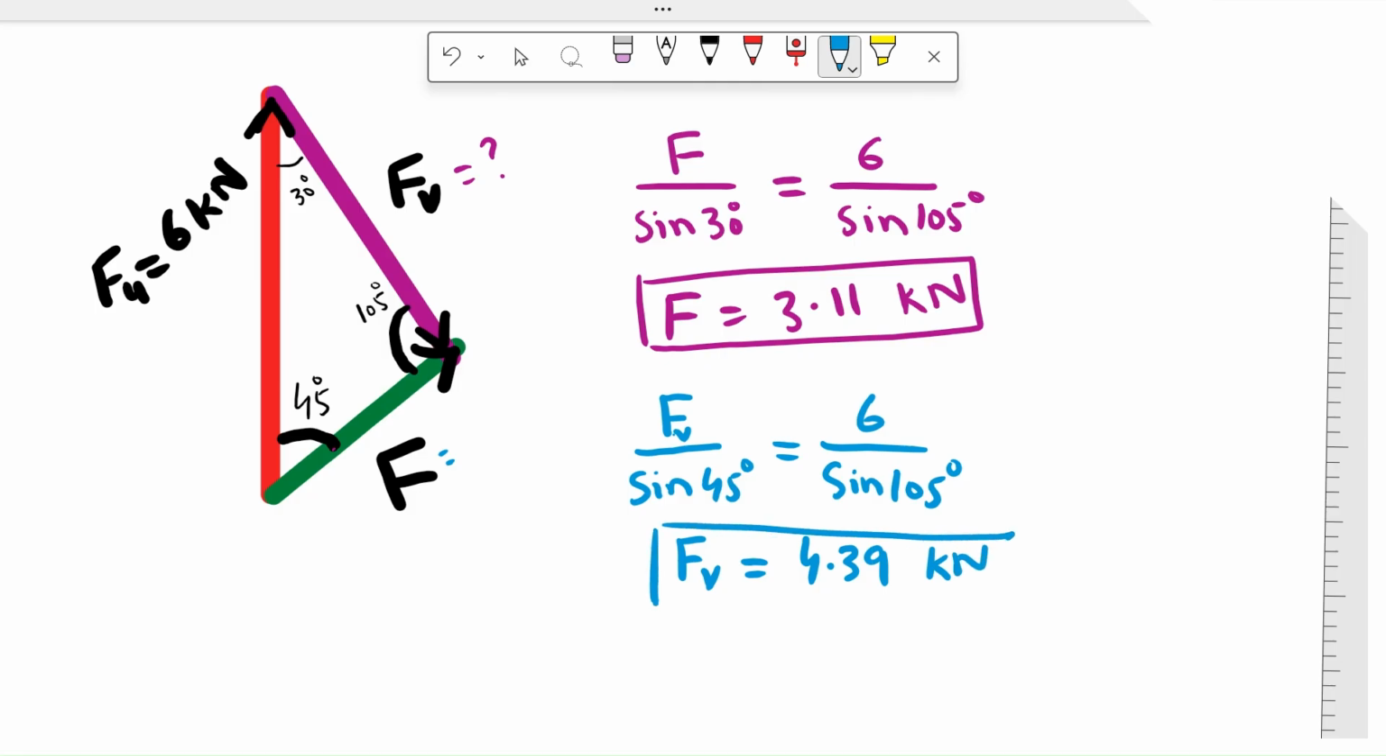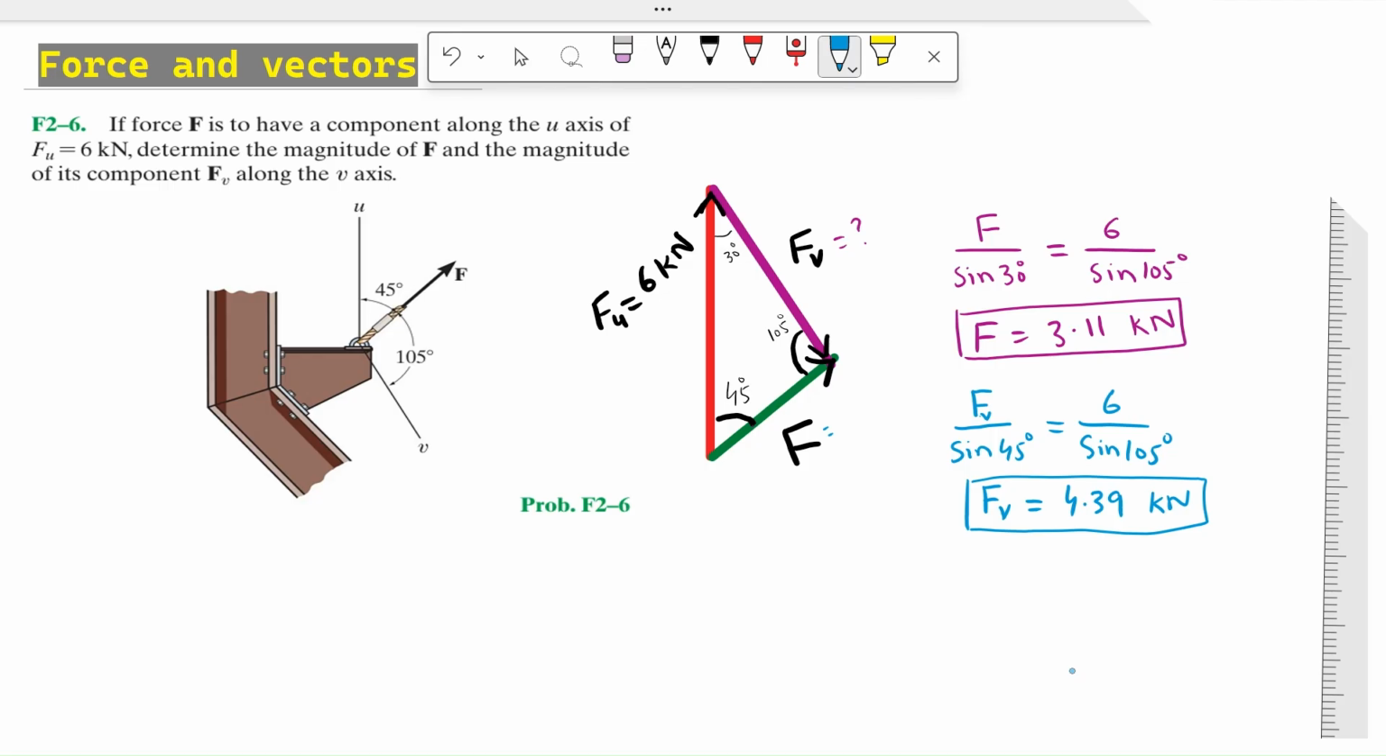So these are the answers for today's problem, F2-6. Here we found the value of the resultant force F, which is 3.11 kilonewton, and the V component value, which is 4.39 kilonewton. One component was given, and from that component we found the value of the resultant force and the other component. So this was the overall gist of today's problem. I hope you got it.